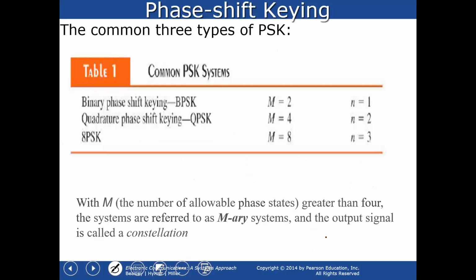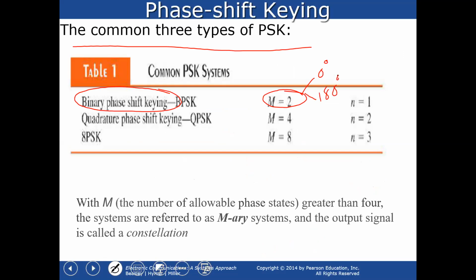So in phase shift keying, there are a lot of types, but the 3 most common types are these. One is called binary phase shift keying. In binary phase shift keying, the number of allowable phase states is 2, which are 0 degrees and 180 degrees. So these are the phase shifts of your carrier. Your carrier signal is either in phase, or it is 180 degrees phase shifted from the original.